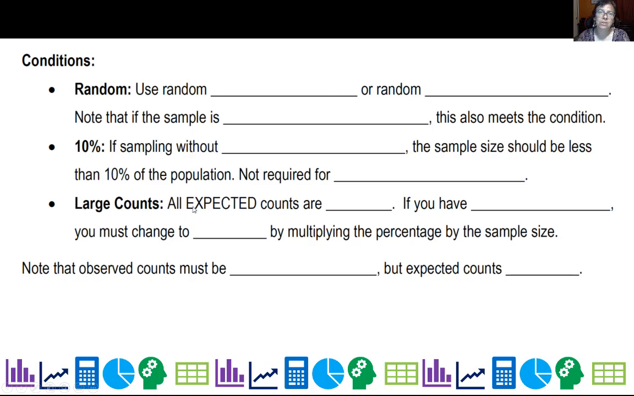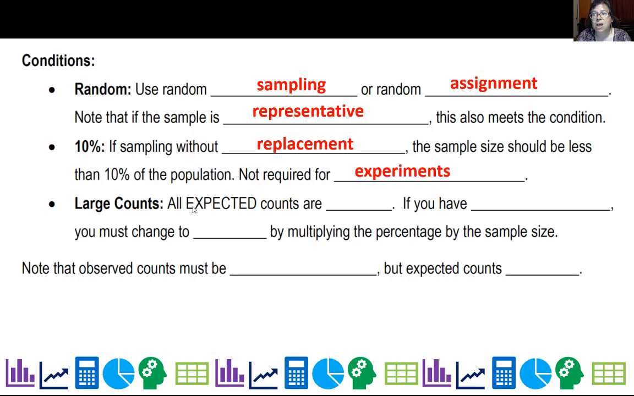So we still have to do conditions, and this is part of the plan section, and our procedure would be the chi-squared goodness of fit test, or the GOF test. So for conditions, we either use random sampling or random assignment, right? Note that if the sample is representative, this also meets the condition. If you're sampling without replacement, then you also need to do the 10% condition. Remember, this is not required for experiments.